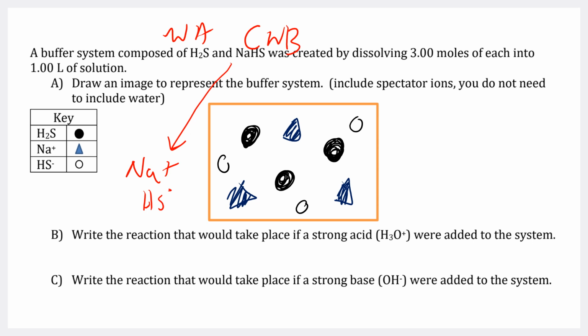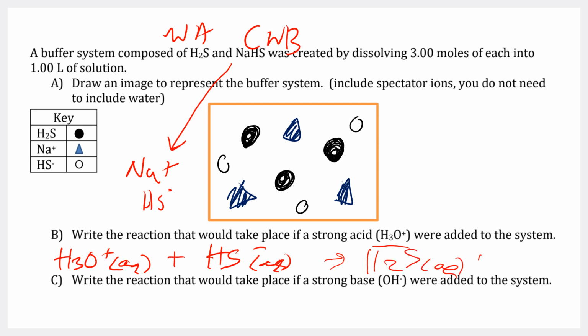Write the reaction that would take place if a strong acid, H3O plus, were added to the system. So I have H3O plus aqueous being added. It's going to react with the weak base. So what is my base going to do? It's going to accept a hydrogen from the hydronium ion, or from the acid. It's going to form back the original acid, H2S aqueous, plus water.